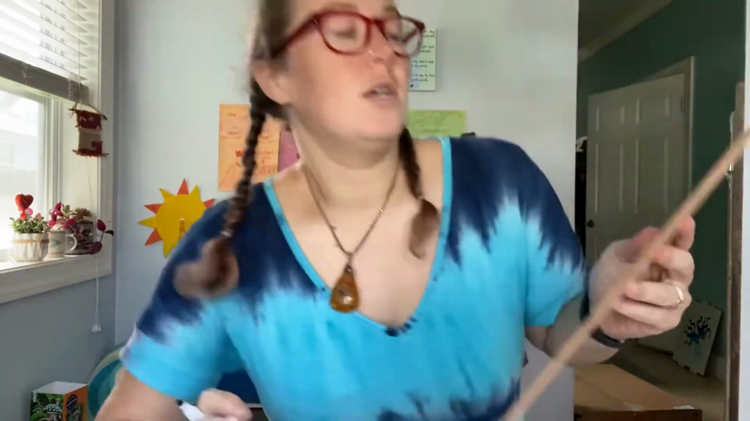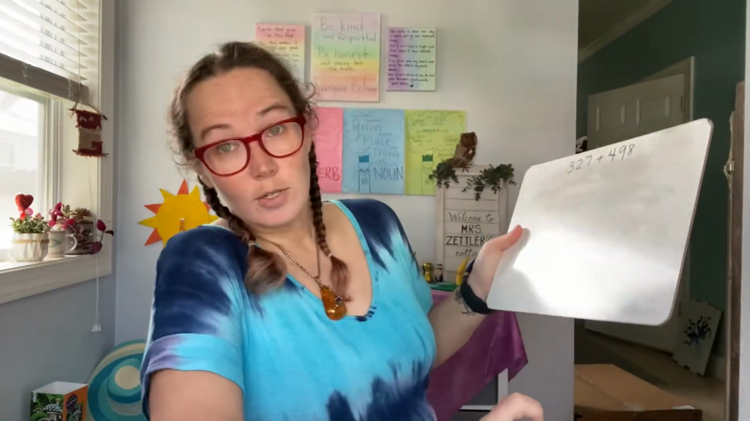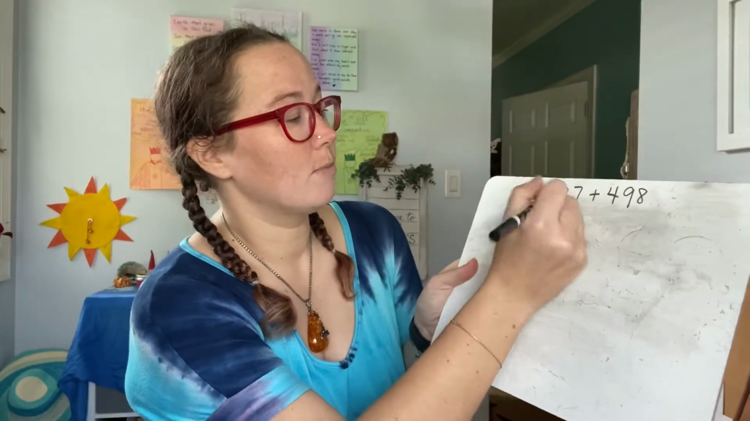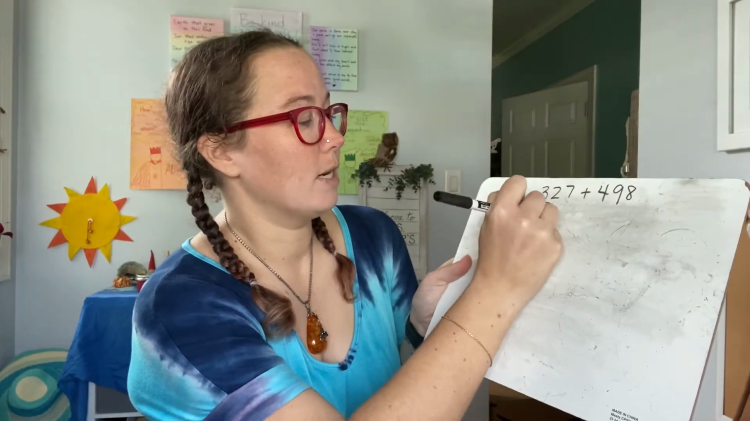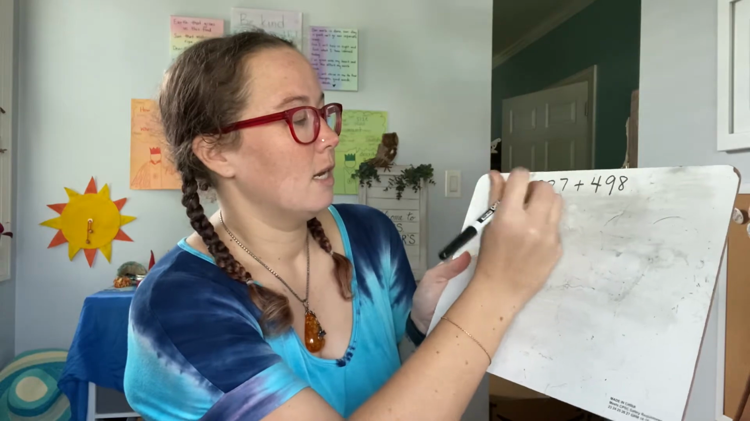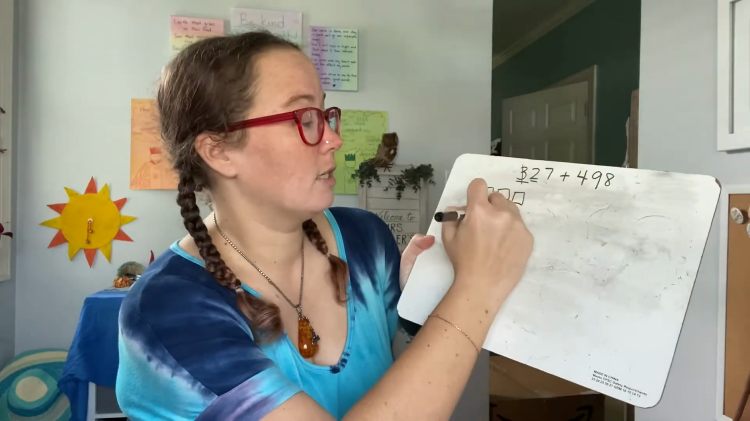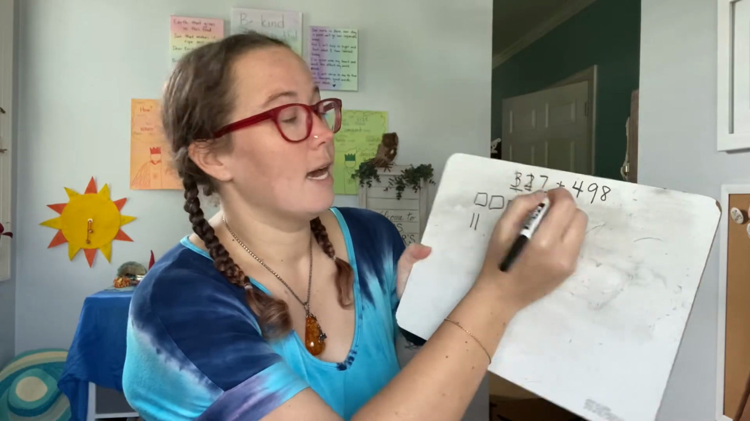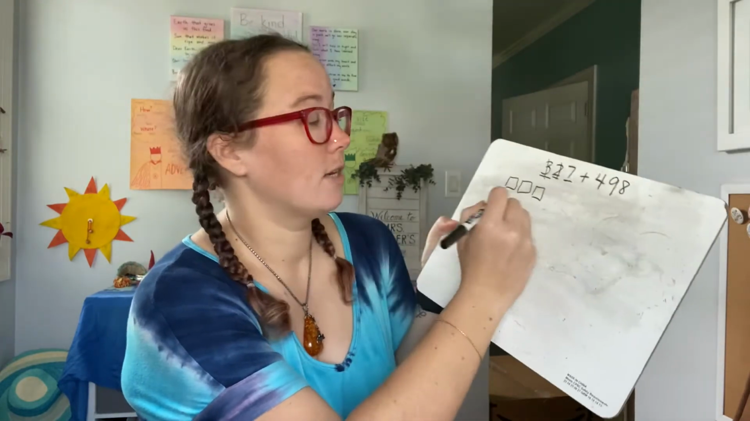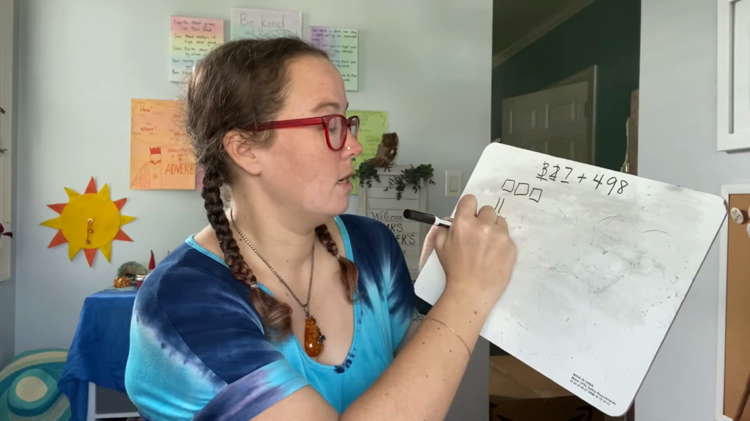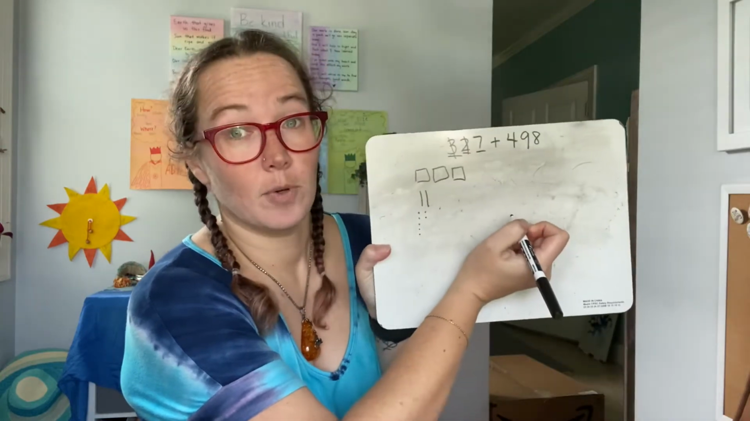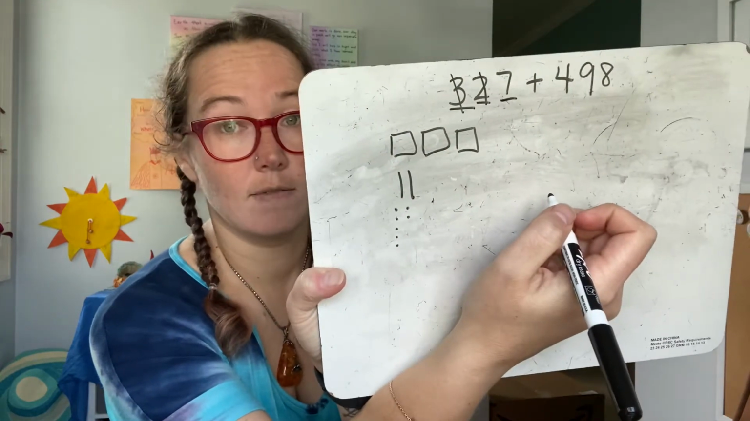So we would draw our boxes first, so that's going to be hundreds. Our hundreds for this are going to be 300, so I'm going to draw 3 boxes. And then our tens are going to be 2, so I would draw 2 sticks. And then our ones, we have 7, so I'm going to draw 7 dots. Okay, so that's this side of the equation.